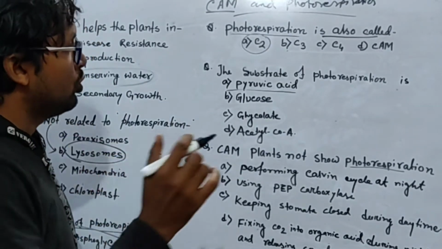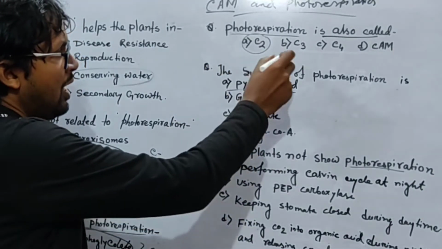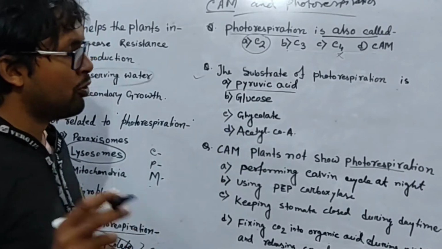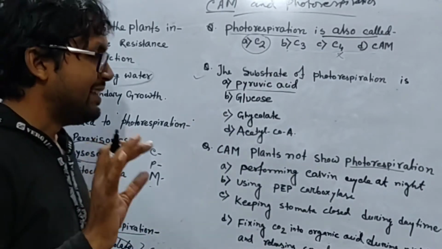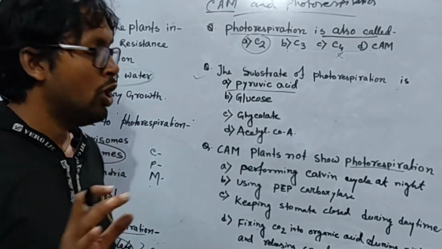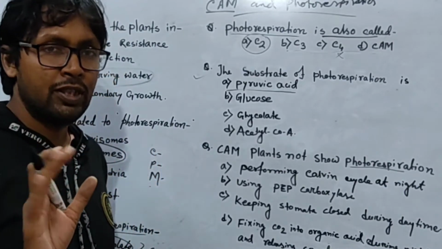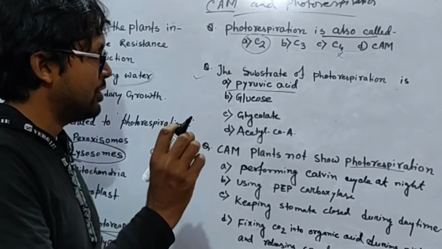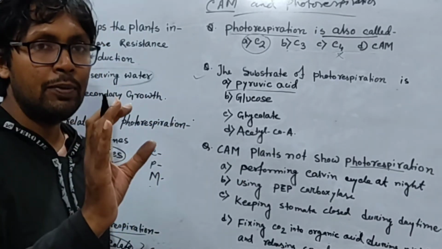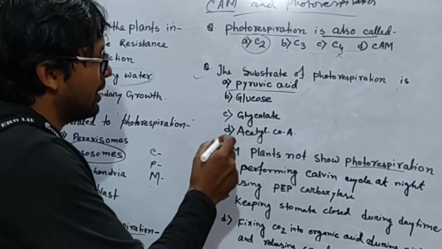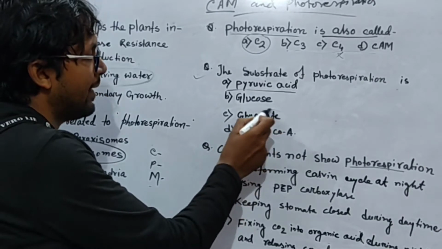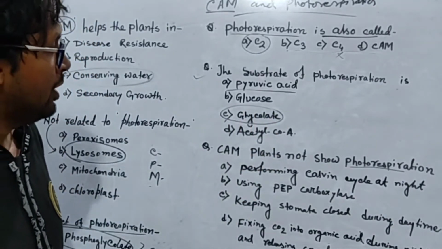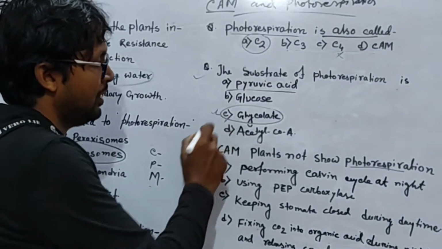So this is most important. Now, the substrate of photorespiration. We know that pyruvic acid is not a substrate. RuBP and oxygen together react, RuBP being a 5-carbon compound, and it produces a 2-carbon compound, glycolate, that is phosphoglycolate. So this is the main substrate.